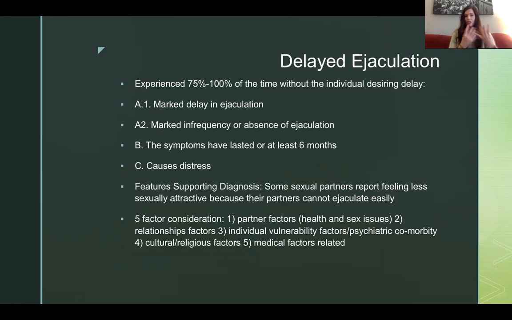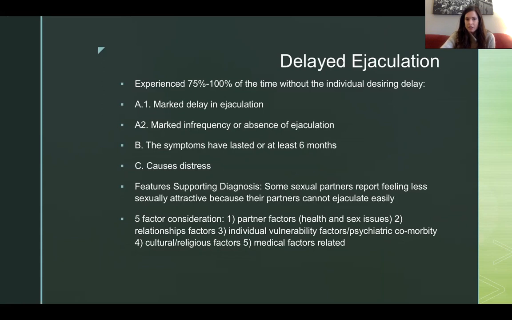And some features that support diagnosis here are that some sexual partners may report feeling less sexually attractive because their partners cannot ejaculate very easily. And there's other things that you want to consider when making this diagnosis. You want to try to rule out other factors that could be contributing, like partner factors. So if the partner has any health or sex issues, so you do want to ask about that if someone's coming to you for a struggle with this.